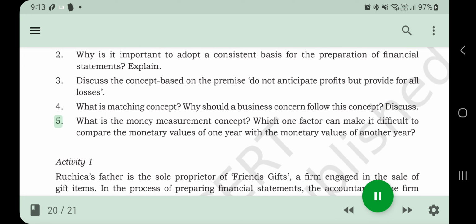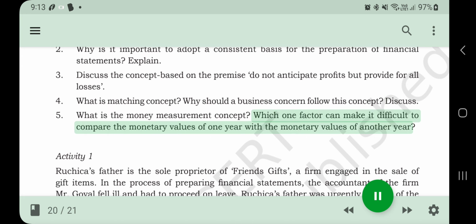Discuss. 5. What is the money measurement concept? Which one factor can make it difficult to compare the monetary values of one year with the monetary values of another year?